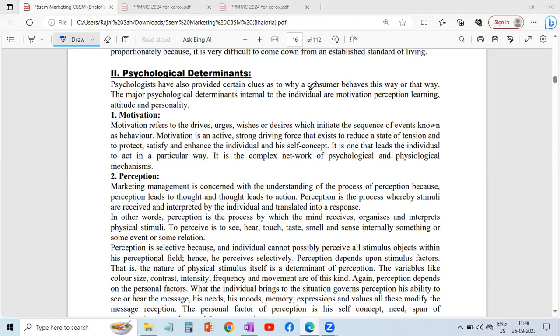My puja shopping is on, so parcels are coming. Hello.